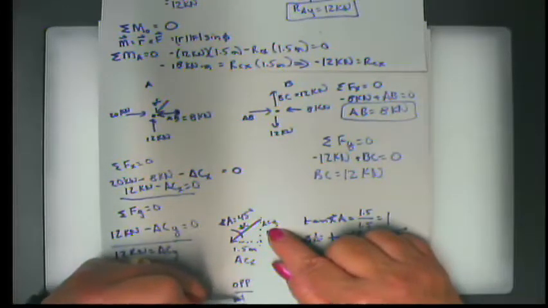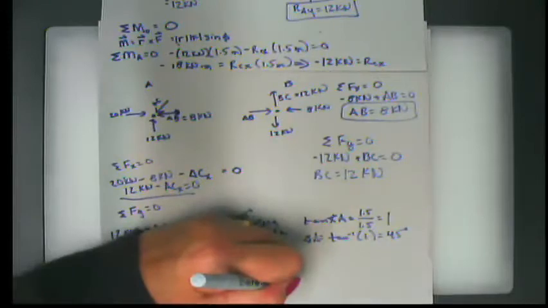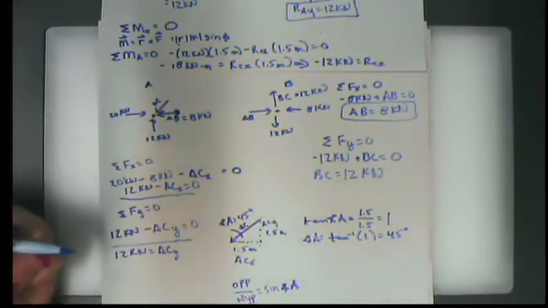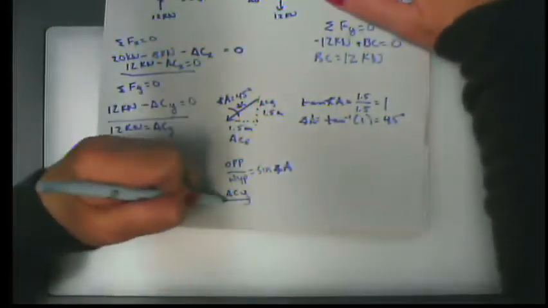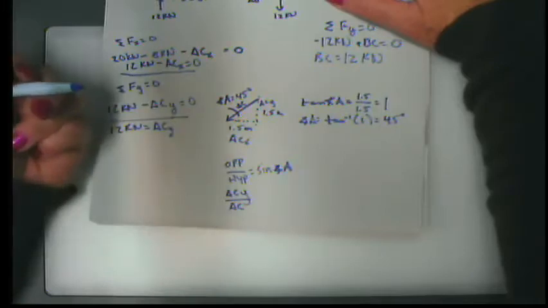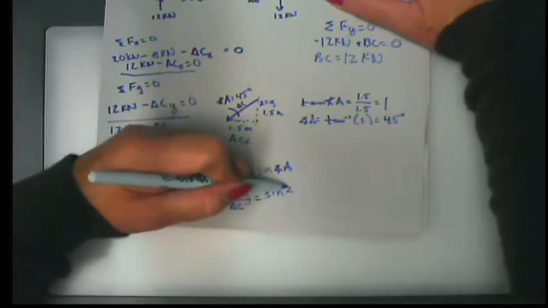Opposite over hypotenuse is the sine, right, of that angle. So the sine of the angle at A. So if I'm looking for the opposite, which is ACY, probably can't see this again. There you go. Over AC, the entire force is equal to the sine of the angle at A.